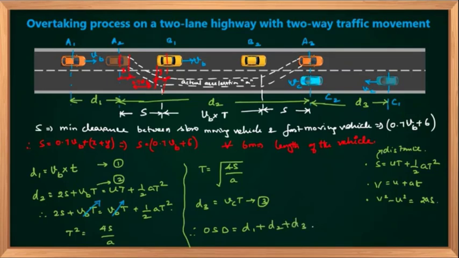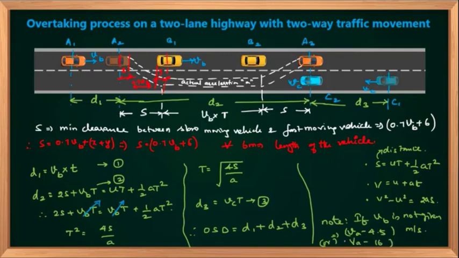Got it? Note: if VB is not given, then that is equal to VA minus 4.5 if it is in meter per second, or VA minus 16 kmph.